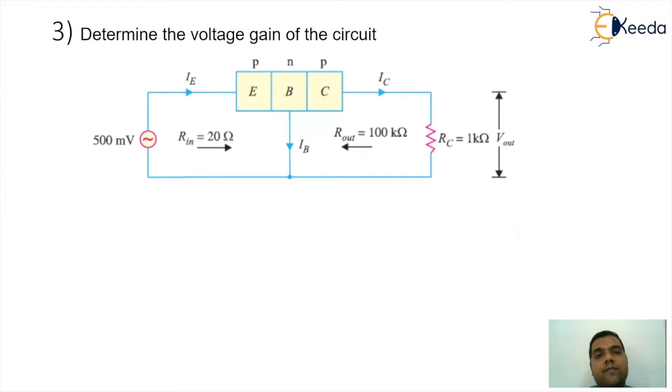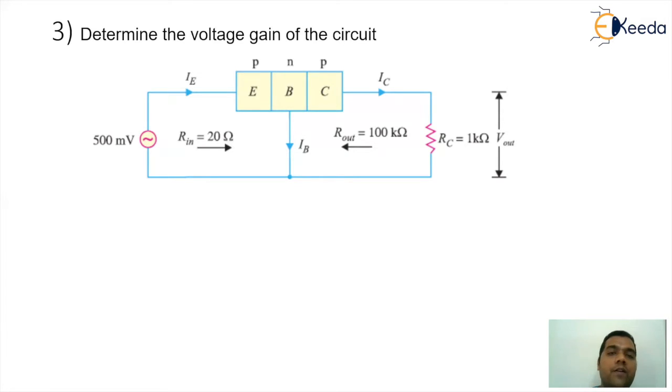Next question. The question says, determine the voltage gain of the circuitry. If you observe, here we are given a transistor defined as emitter, base, collector. So it's a common base configuration with a PNP type transistor. The input current is IE, the output current is IC. The input resistance is given as 20 ohm, the output resistance is given as 100 kilo ohm. The input voltage applied is 500 millivolt and the output voltage is across the RC resistor.